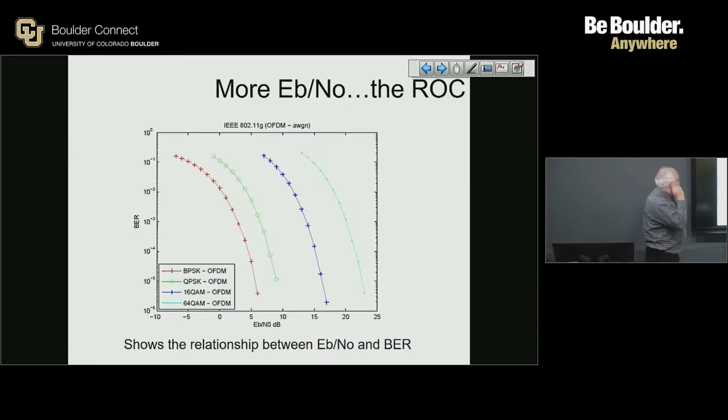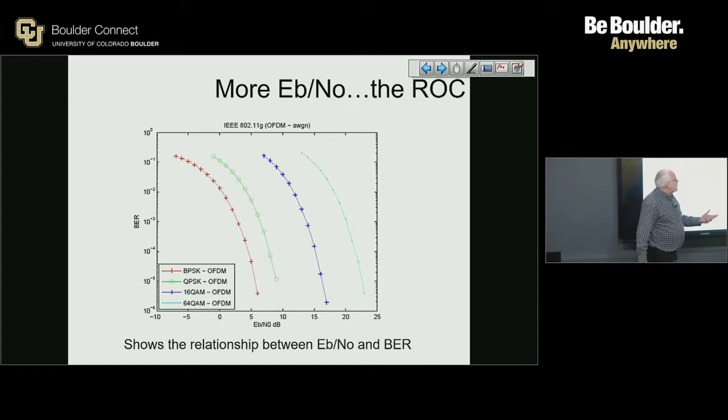That leads to something called the receiver operating characteristic, or ROC. You'll see this a lot, and this is in fact the MATLAB exercise in your homework, where you look at the relationship. This is EbNo in dB, so this is signal noise ratio in decibels, and this is the bit error rate, the probability of a bit error. This is like a 10% bit error rate, also called 0.1 probability of bit error.